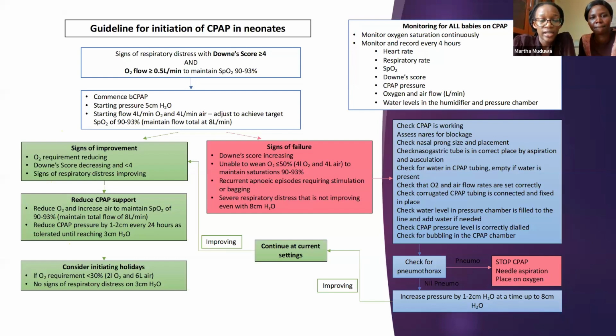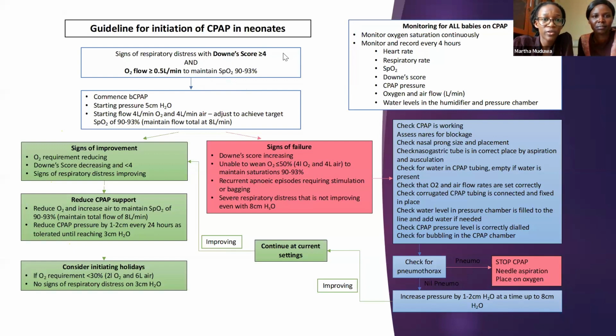So this is our guideline on how we initiate CPAP. Some of this has been mentioned by Dr. Amir. I'll just elaborate some of the bits. So when you have your baby, like all those videos that we've seen, you've assessed them and they need CPAP. So for us, we use a Downes score to give an assessment.